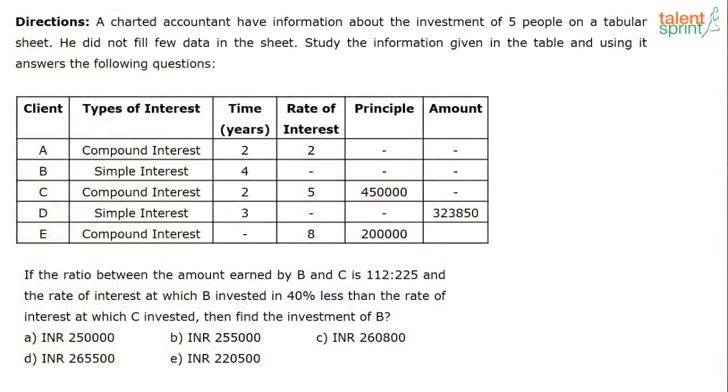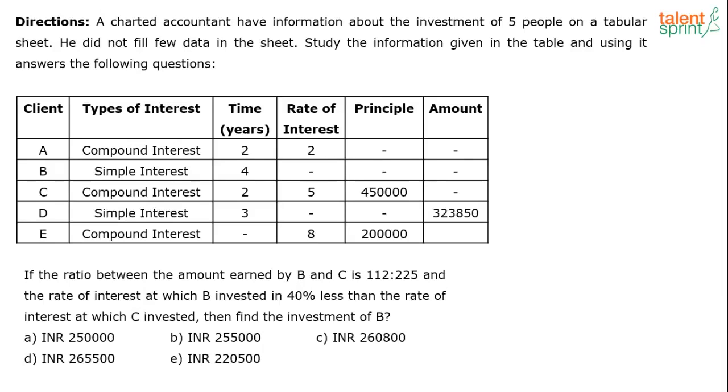Here's the question. Try this now. Quick. It says if the ratio between the amount earned by B and C is 112:225 and the rate of interest at which B invested is 40% less than the rate of interest at which C invested, then find the investment of B. Another interesting one, but should not take much time. Try it out. Quick. This is the last question from this set, then we'll move on to the next one.